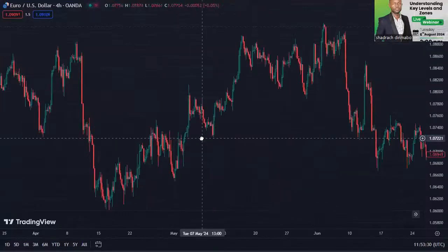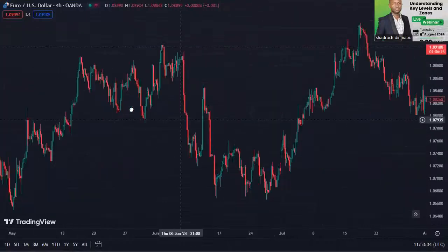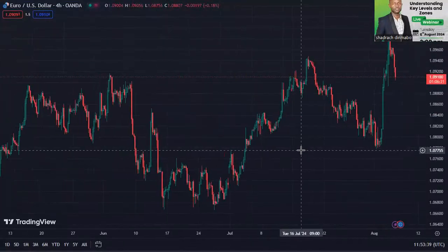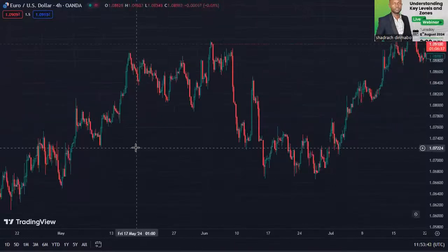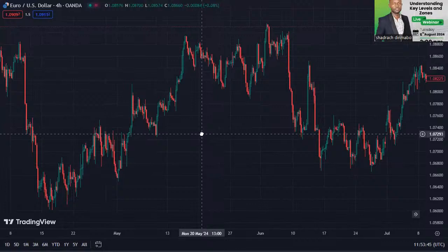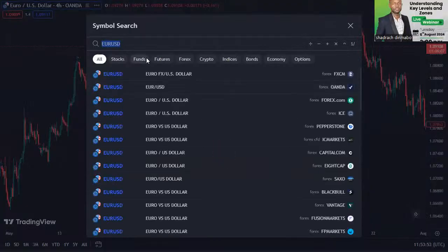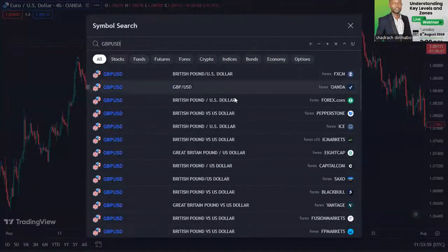And please, if you look at a particular pair and you cannot find very clean key levels, there are key levels everywhere, but I'm talking about clean key levels that when you look at them, you're very confident that this is a key level. You can just leave that pair and go to another pair. I just needed something very clean, so let's look at GBP USD.